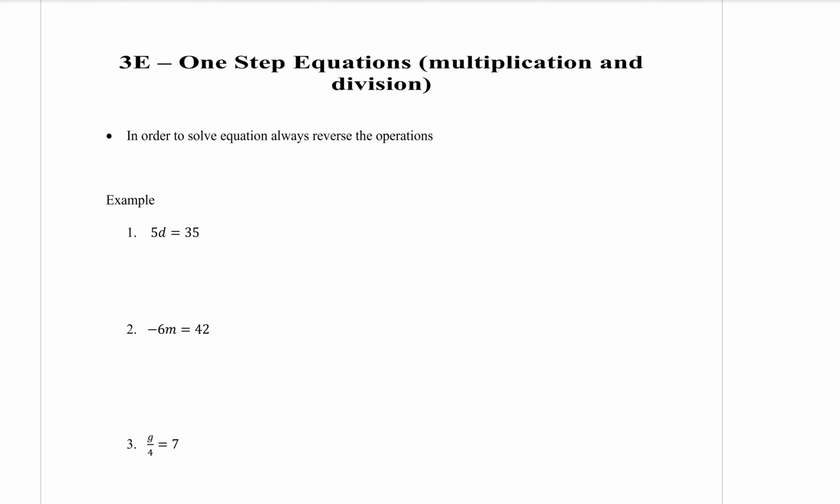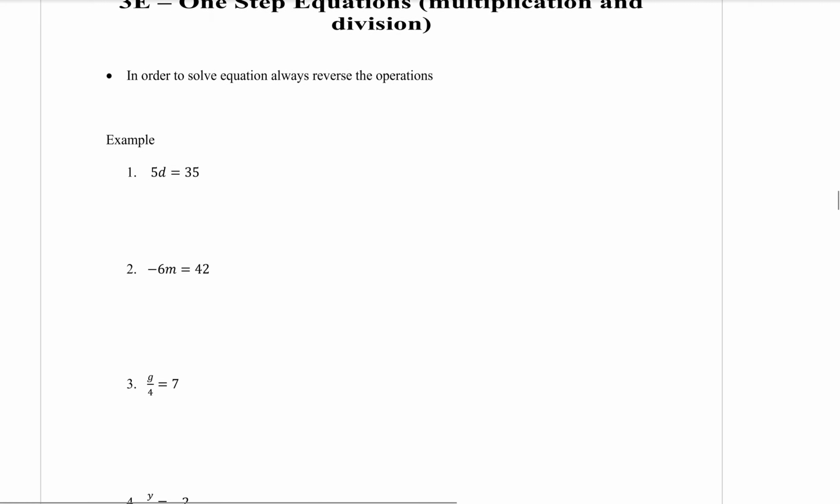We are going to be multiplying and dividing, because you can see the 5 and the d are next to each other, so that means that they are times. If I want to get the d by itself, the opposite is going to be to divide by 5.